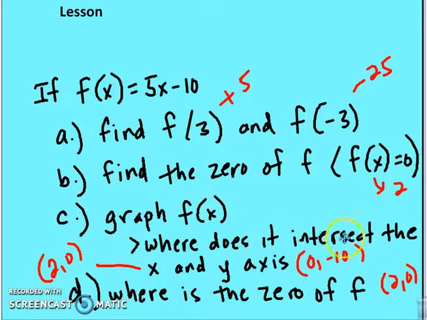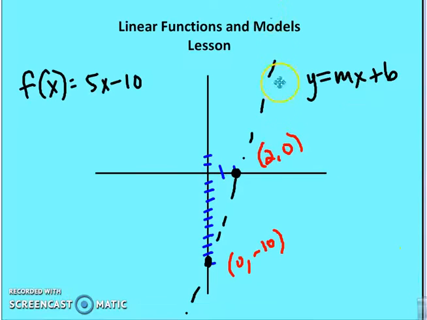So where does it intersect the x and y axis? Well, it intersects the y-axis where x is equal to 0. So 5 times 0 is 0, minus 10. So the graph intersects the y-axis at 0, negative 10. And where is the 0 of f of x? So what we want to do is find the x-intercept, and that's going to be 2, 0.